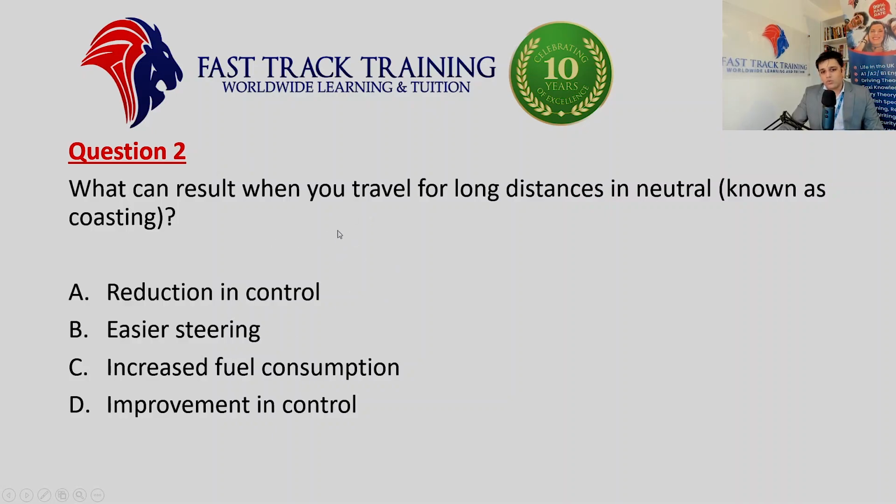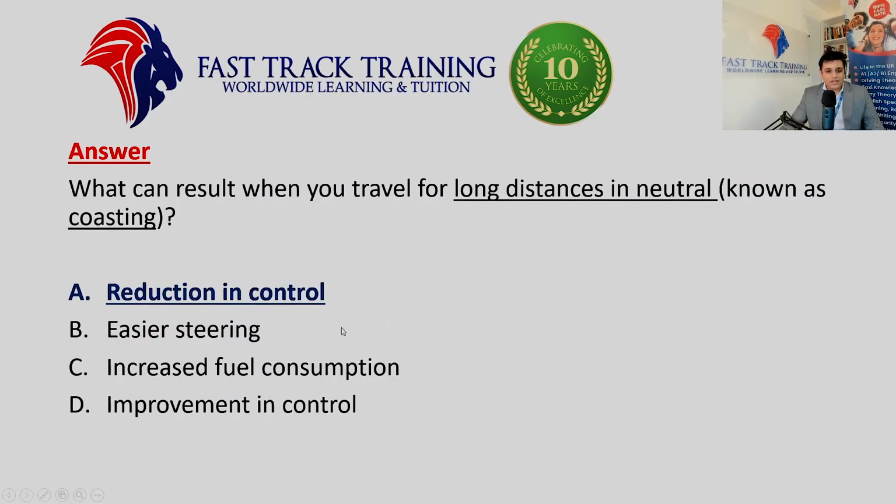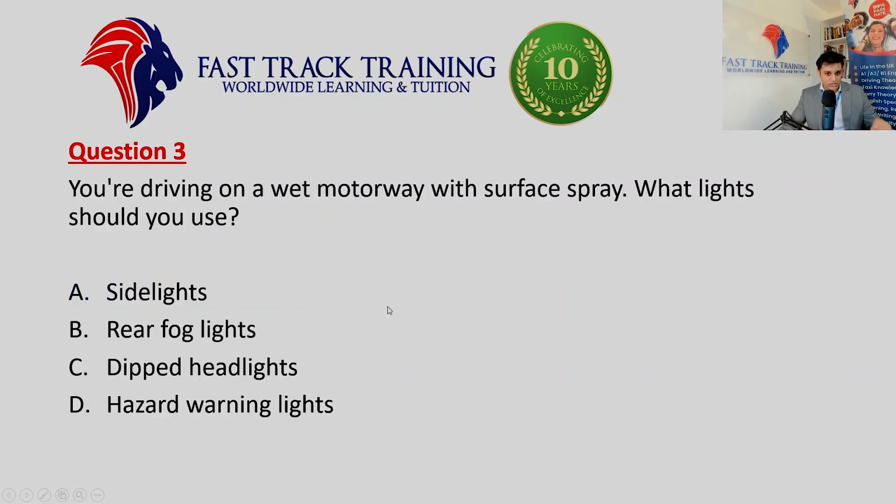Question 2, what can result when you travel for long distances in neutral, known as coasting? Reduction in control, easier steering, increased fuel consumption, or improvement in control? The correct answer is reduction in control. So long distances in neutral is where your car is not in gear and you're rolling down a hill. It saves you 20 pence or €1, whatever. It saves you a bit of money, but you don't have any engine braking. So it's reduction in control.